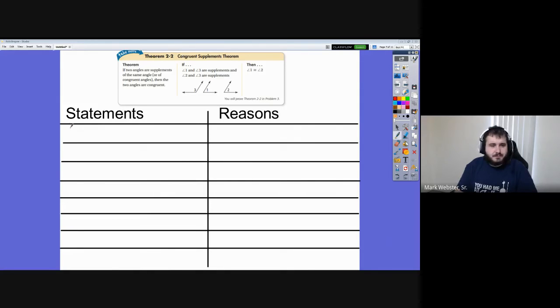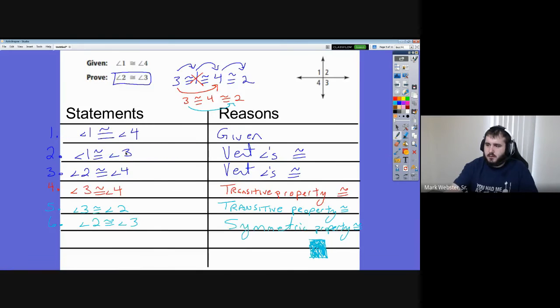So let's do that. I've got a couple different statements that are given. I'm going to write them out separately. Angle 1 and angle 3 are supplementary. Angle 2 and angle 3 are supplementary. So if you'll notice, this is the exact same situation I was in over here, right?